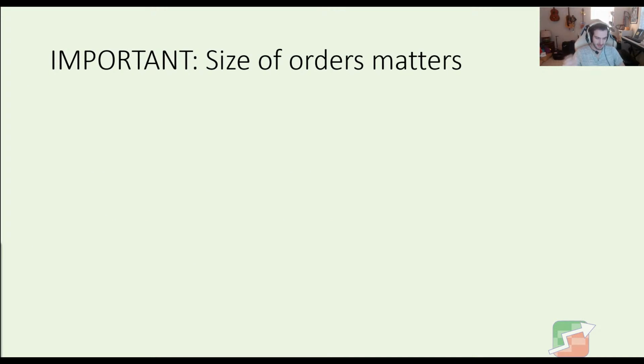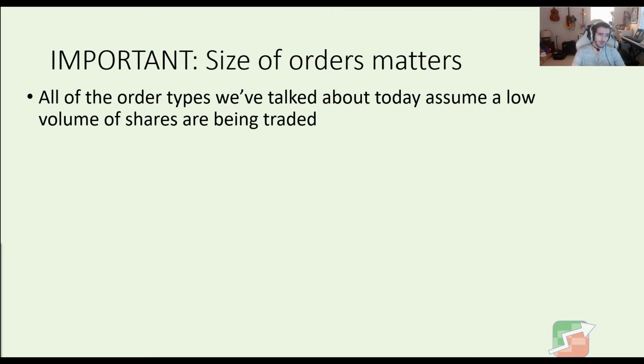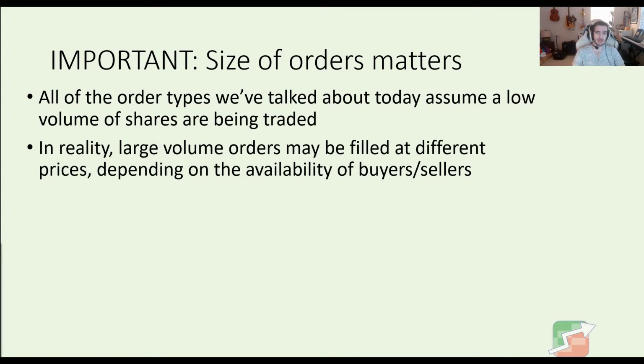But I need to say this because it is very important, and this is where I was talking before about how there's a difference between reality and paper trading. There's a difference between what will actually happen in the market and what we would like to think happens in the market. All of the order types that we've talked about so far assume a very low amount of shares are being traded, or the orders being placed are for 1, 2, maybe even 5, 10 shares of a company. But in reality, larger orders may be filled at different prices. So for example, with a market order for 10,000 shares of Tesla, you may buy 50 shares at $400, then you're going to buy another 5,000 shares at $410, and another 10,000 shares at a higher price.